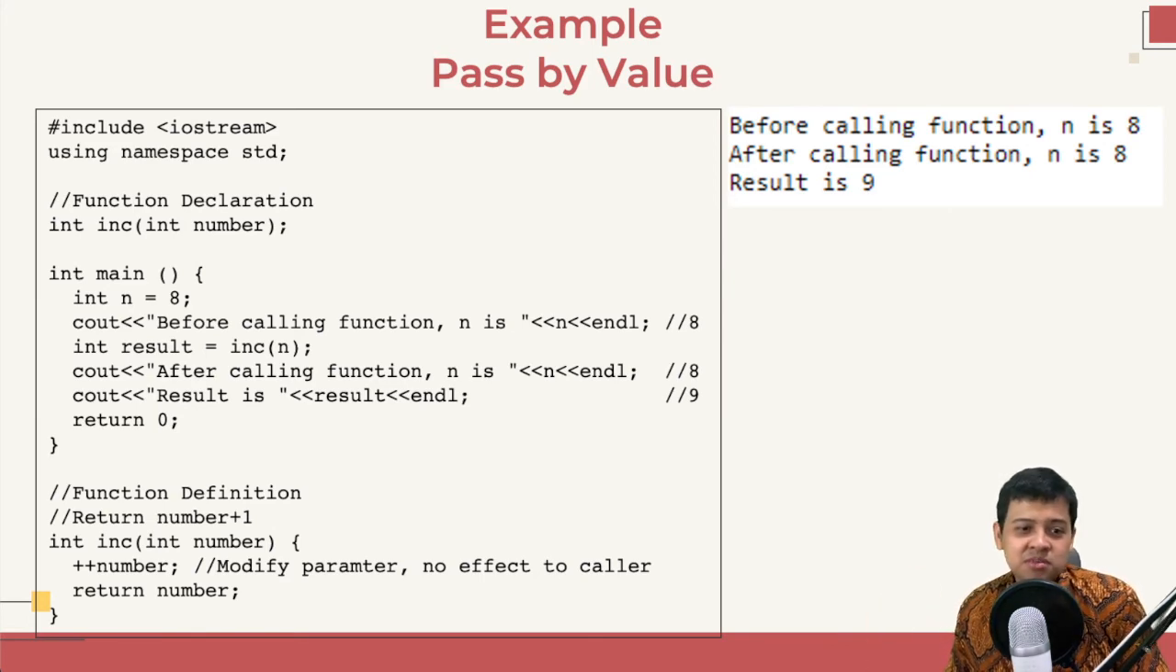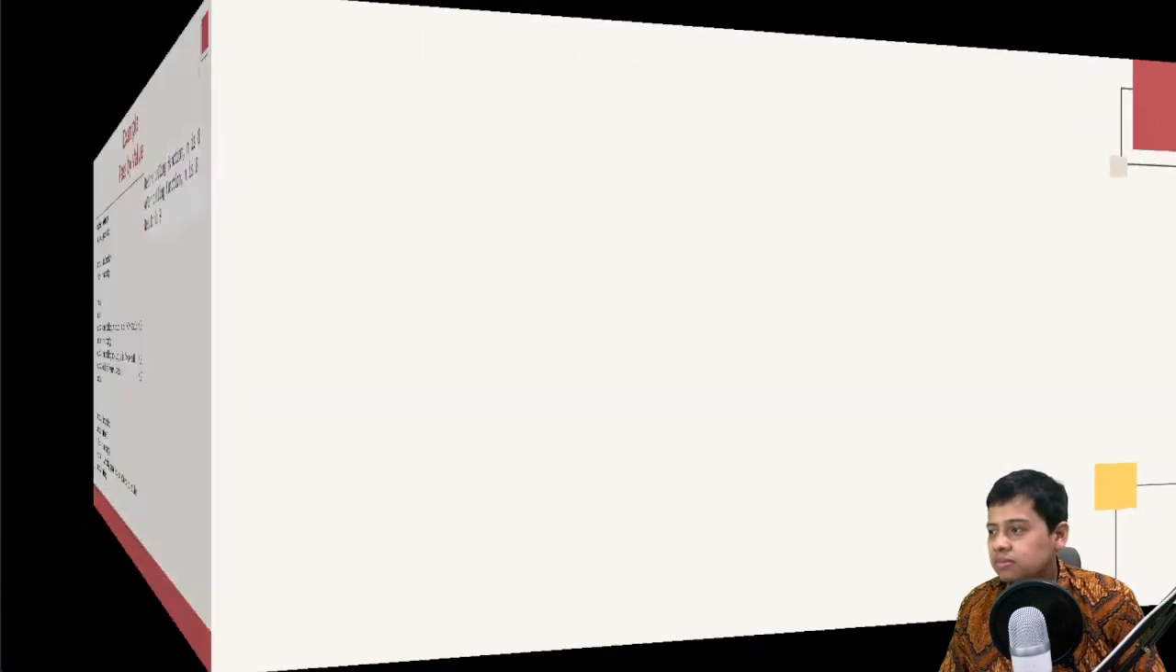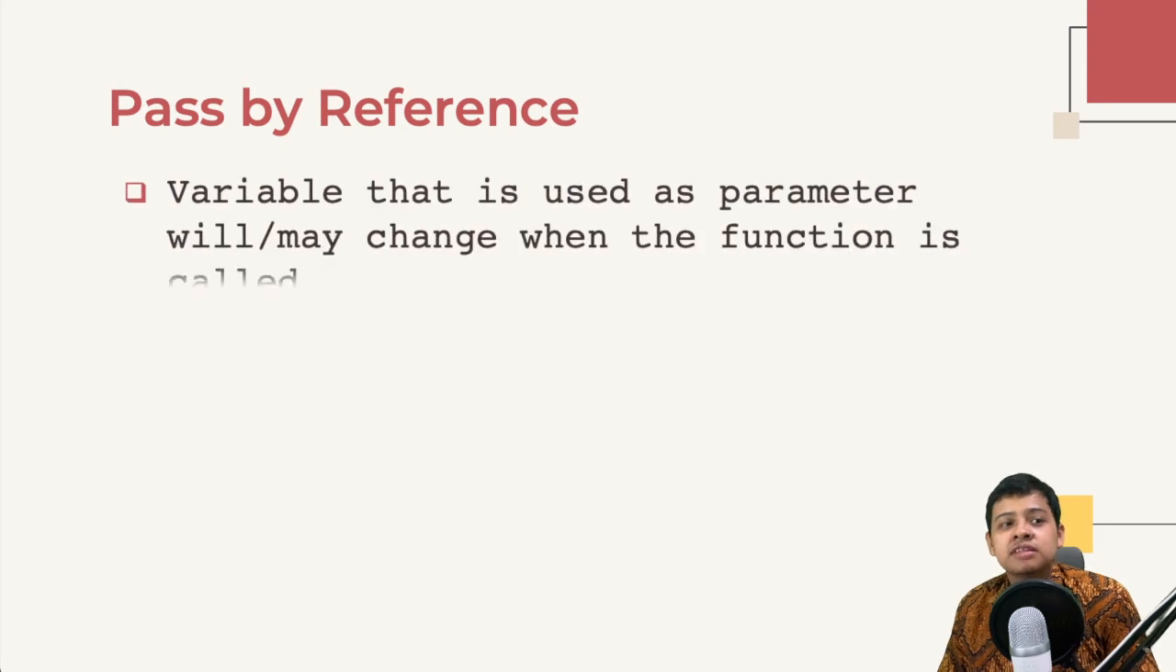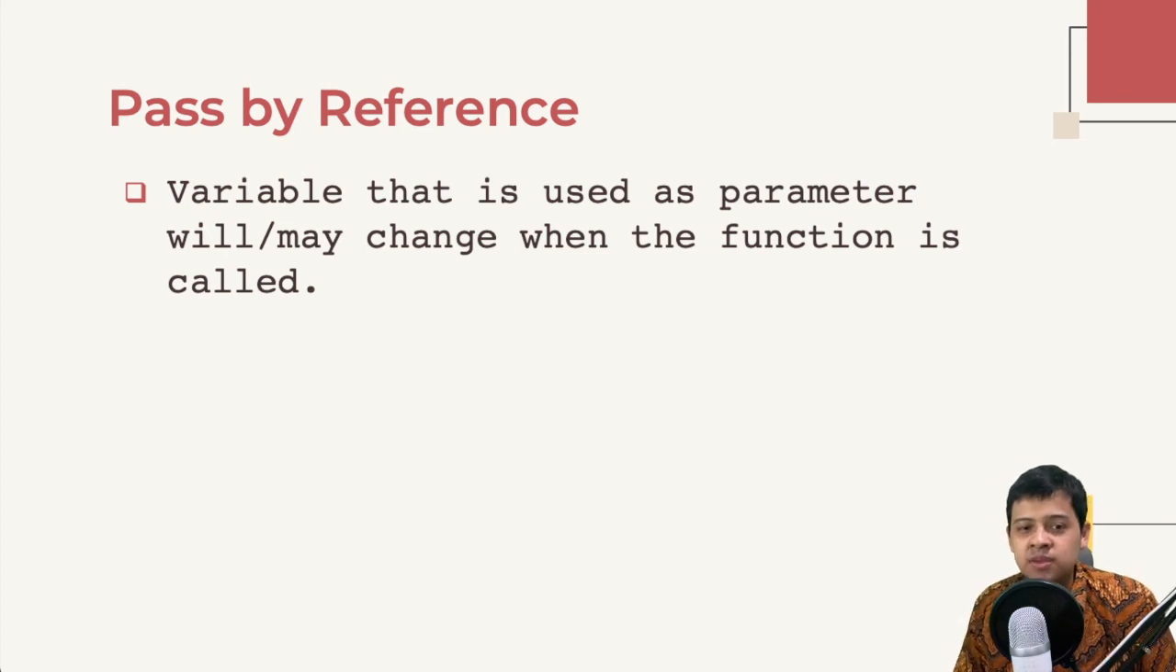That's the next point that we are going to talk about, which is now. So now we're going to talk about pass by reference. This is the other side of the coin of pass by value. So a variable that is used as parameter will or may, I say may because it may not, change when the function is called. I say it may not because if the parameters are not being changed or anything, then nothing will change on the variable side. So I write here as may.